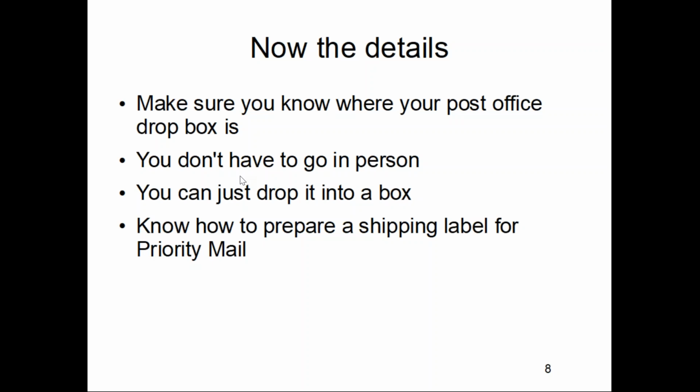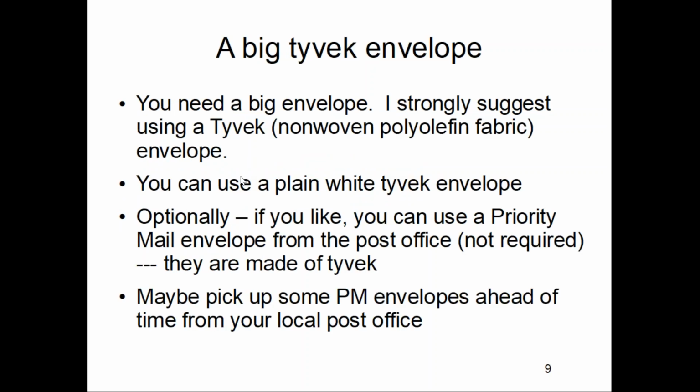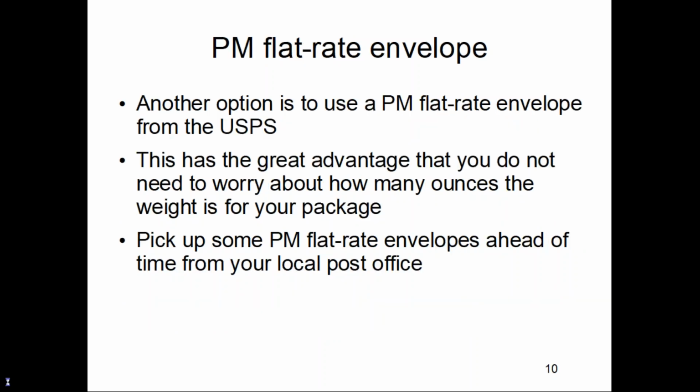Now, I recommend Tyvek envelopes, non-woven polyolefin fabric for the sticklers among us who don't like to use trademarked terms. In our office, we use a plain white Tyvek envelope. You could use a priority mail envelope from the post office. They're made of Tyvek. You could pick them up ahead of time. There are flat rate envelopes that you can get from the post office, priority mail flat rate envelopes. This has the advantage that you don't have to worry about having the correct amount of postage because it doesn't matter how heavy it is. If it fits, it ships.